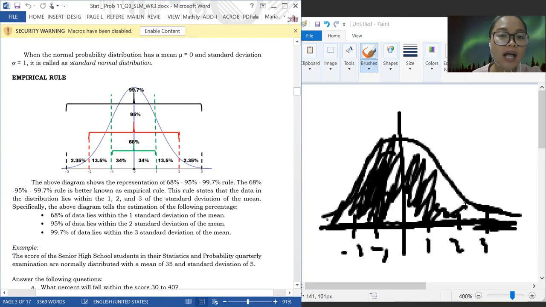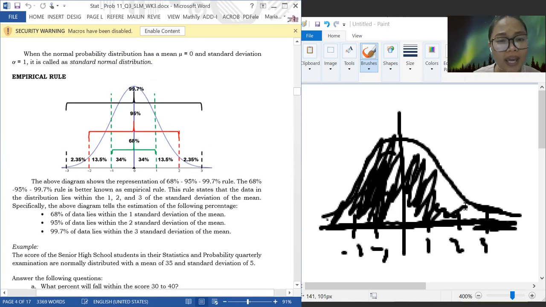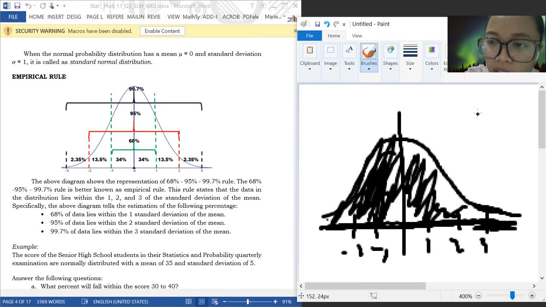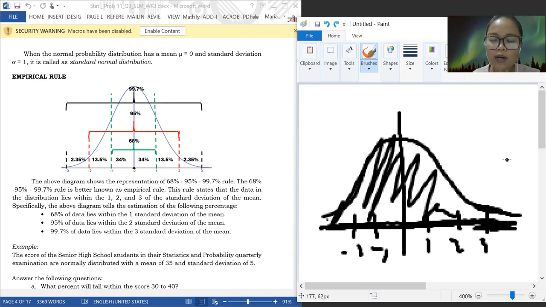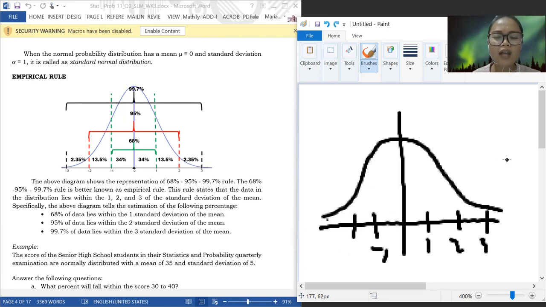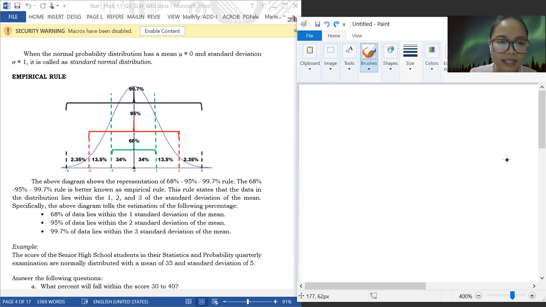Now, let's go to the empirical rule. By the way, take note, this symbol represents the mean, and of course this symbol represents the standard deviation. Anyway, you will understand more later. Next, let's have the empirical rule. Here is the illustration.